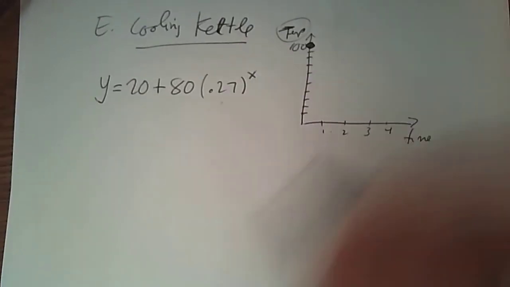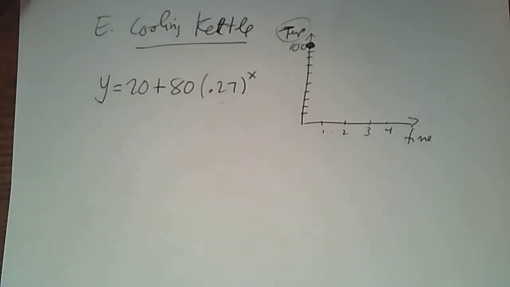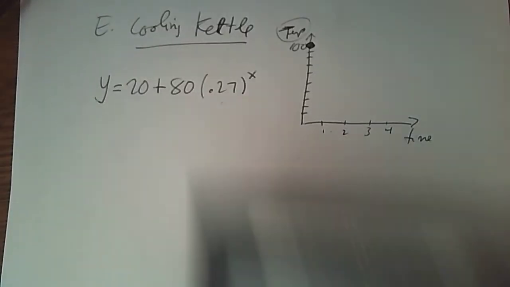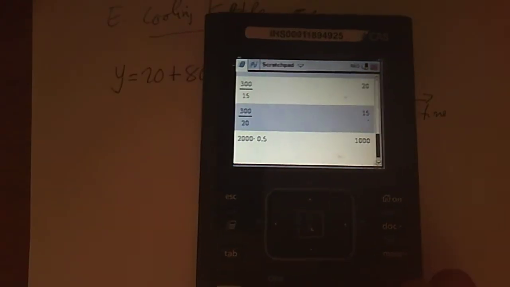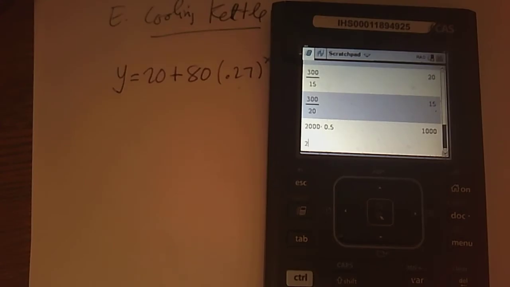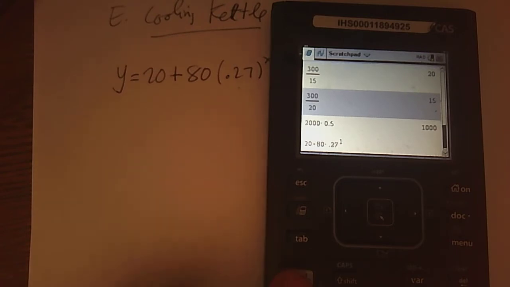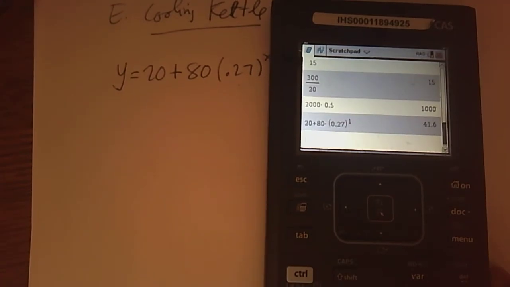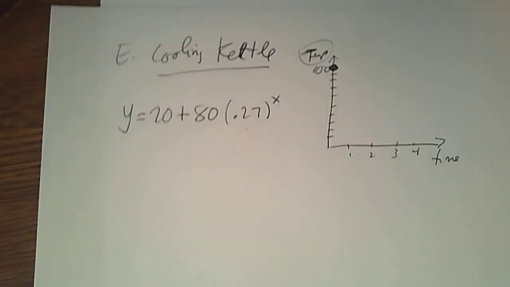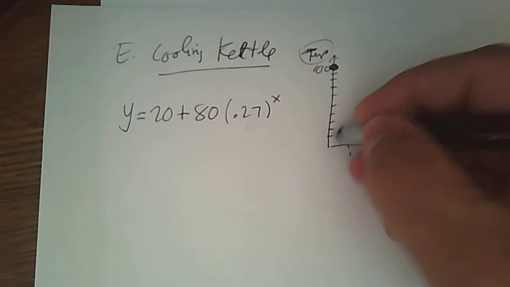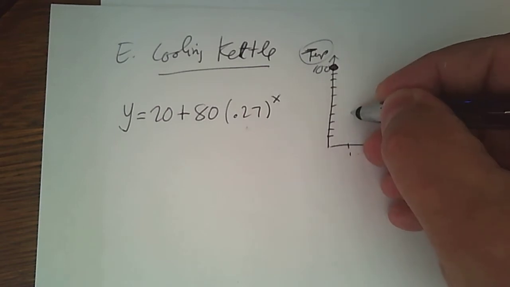It's 100. So what happens when I plug in 1? I do have a calculator, so I'm going to plug in 1 with this. This is actually the calculator you'll use in calculus. So we have 20, and you can do it with any calculator, plus 80 times 0.27 to the exponent 1. So 1 will give you the answer. It already went down to 41.6 degrees. So I'm just going to estimate where that is. So 41.6. So 10, 30, 40, right there, right?